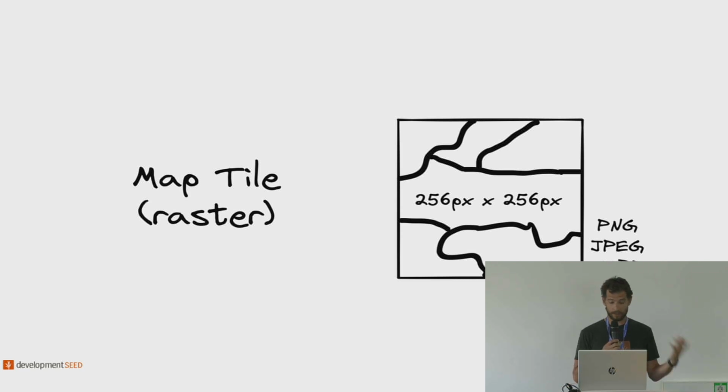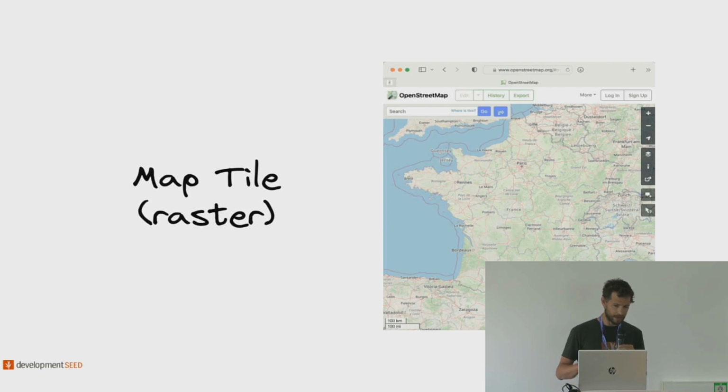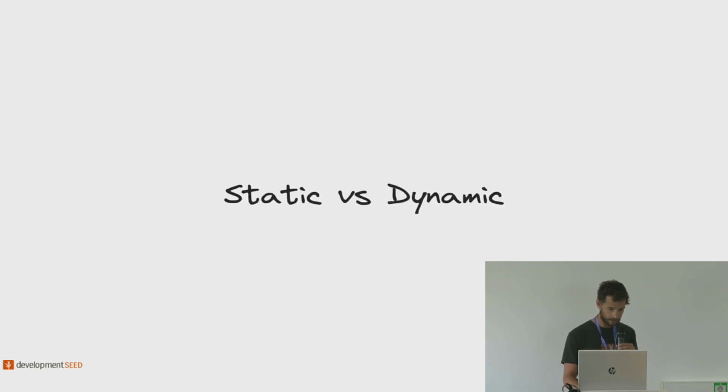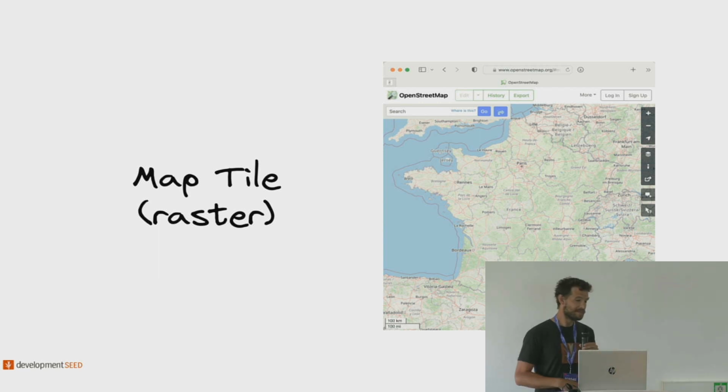And so a map tile is just an image that we put on the map. Usually they are square images, 256 by 256 pixels. The format is usually PNG, JPEG, or WebP. And the map tiles, you see them every time you go on a map. And so it's not playing. So anyway, it should be a GIF.